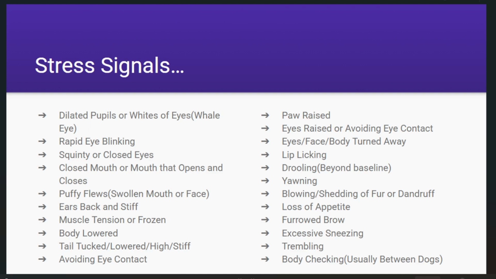Eyes raised or avoiding eye contact. Eyes, face, body turned away. Lip licking, drooling, yawning. Remember, excessively and out of place. So if your dog is yawning in the middle of a walk, that's out of place.